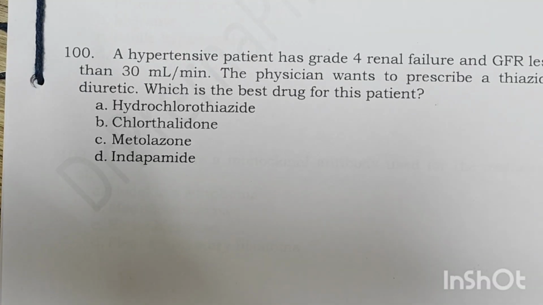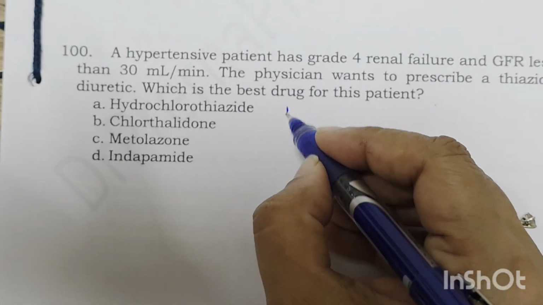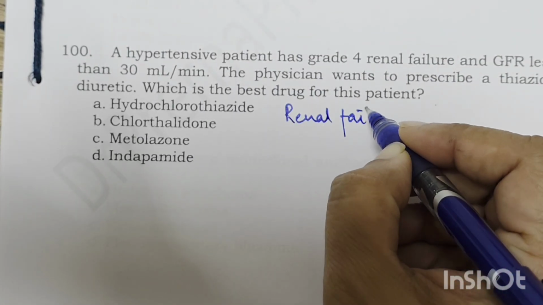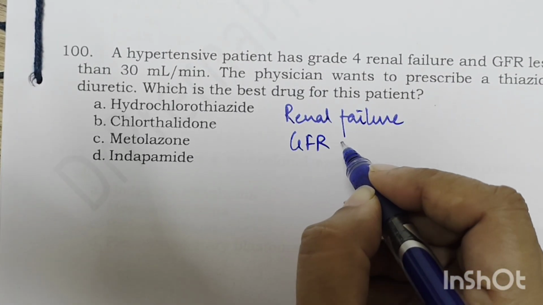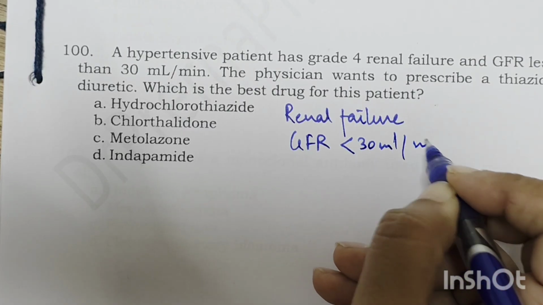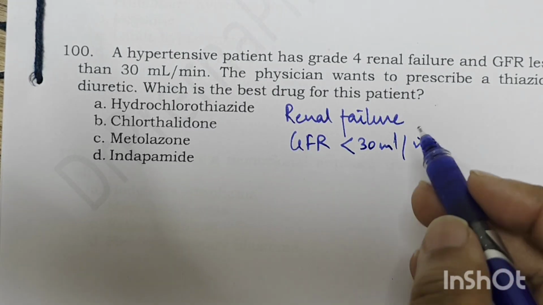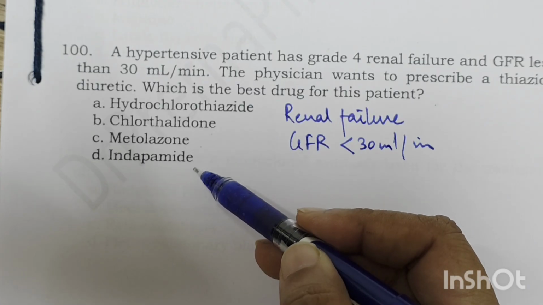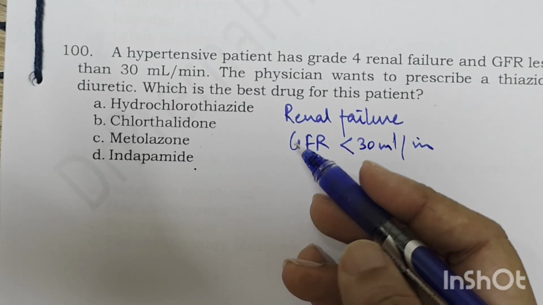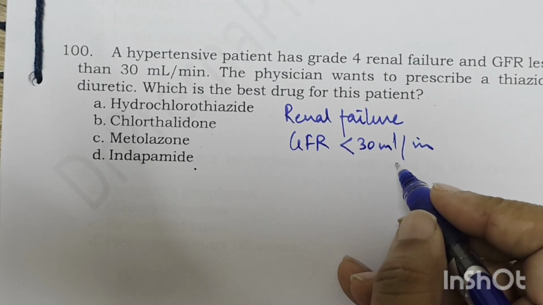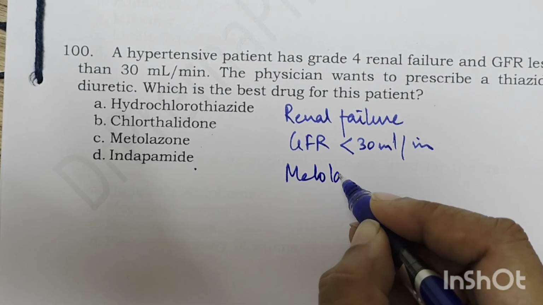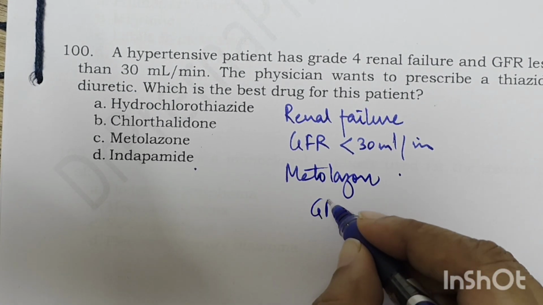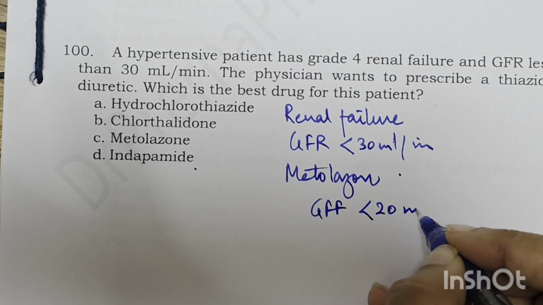Next, a hypertensive patient has grade 4 renal failure and GFR is less than 30. So see, renal failure patient है और उसका GFR जो है less than 30 ml per minute. The physician wants to prescribe a thiazide diuretic. So which is the best drug? Now out of thiazides, hydrochlorothiazide, chlorthalidone, metolazone, and indapamide. Now thiazides are generally ineffective when the GFR falls below 30, but metolazone maintains the efficacy even when the GFR is less than 20 ml per minute.